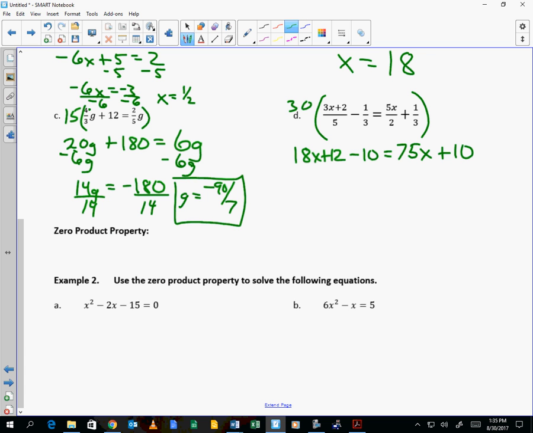So all the fractions are gone. The denominators are gone. 18x plus 2 is 75x plus 10. Negative 57x is 8.